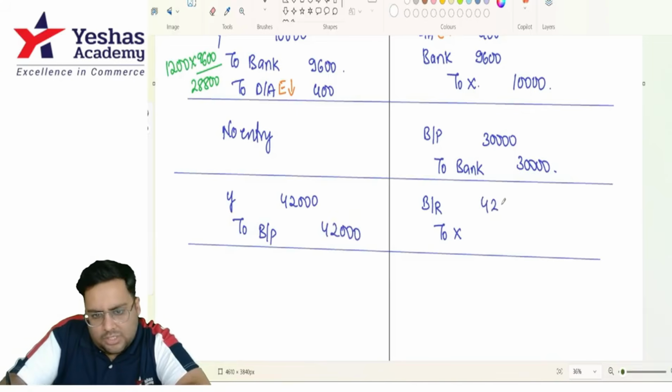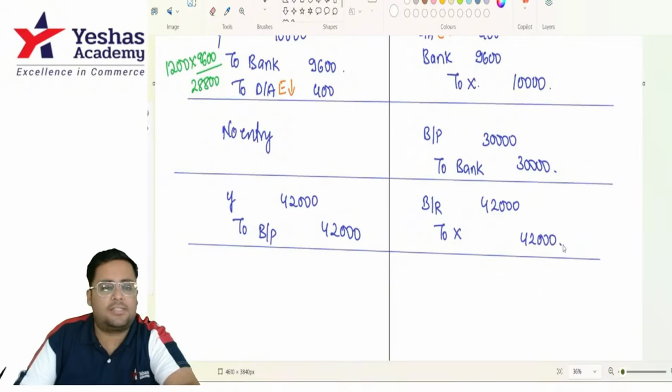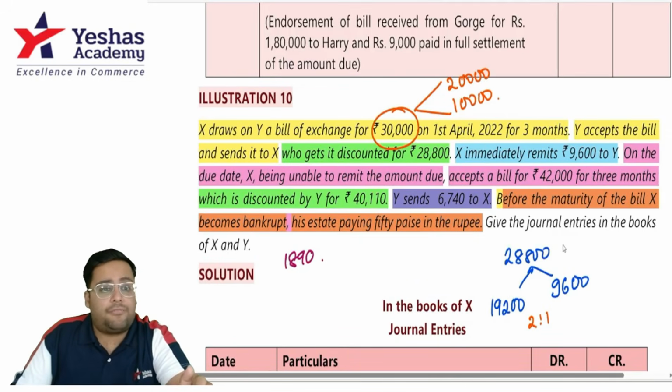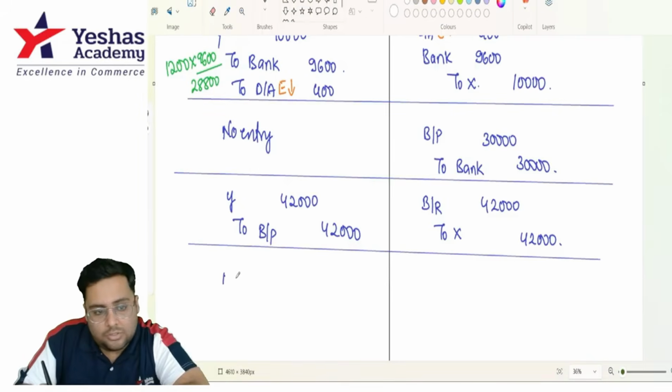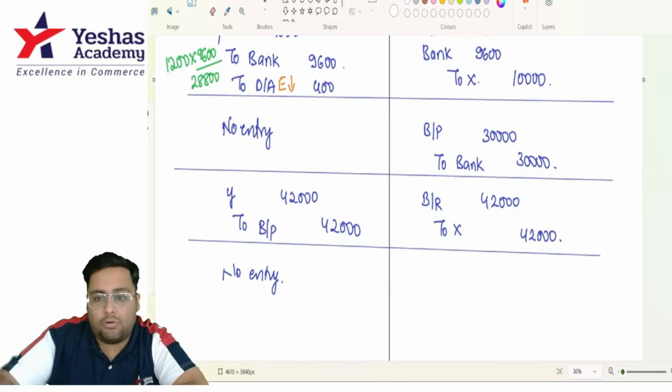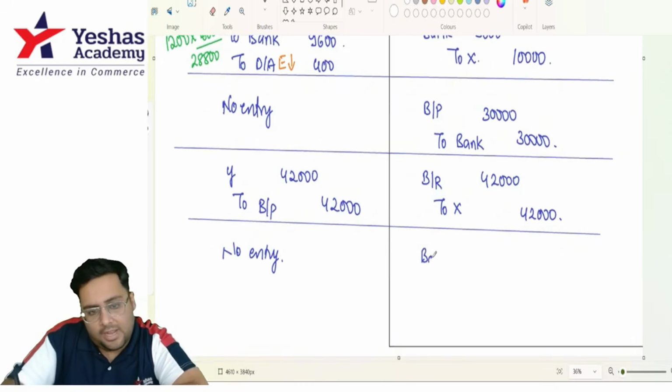What happens to this new bill? If I read further, the next line of the question says, the green paragraph, which is discounted by Y for 40,110. There is no entry here in the books of X. Y got the bill discounted with the banker. What would be the entry?